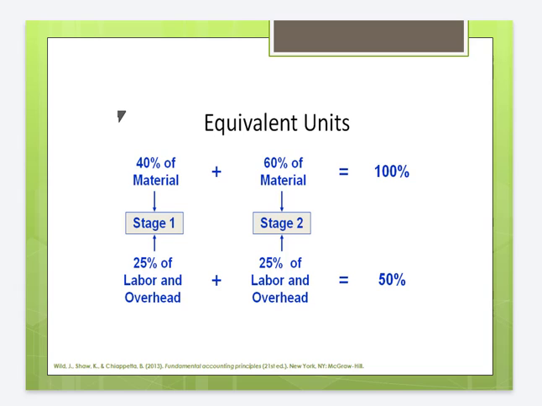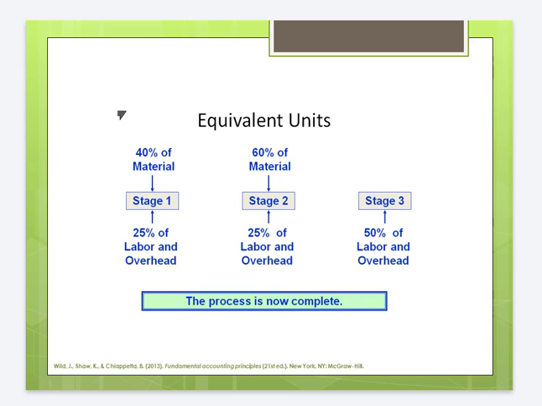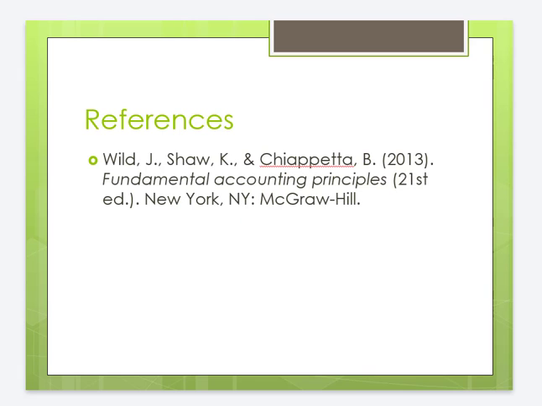So at the end of stage 2, we're 100% complete on material. Another 25% of labor and overhead goes in, so at the end of stage 2, we're only 50% complete as far as labor and overhead goes. And then in stage 3, the remaining labor and overhead go in. An example might be that stage 3 is the finishing department. The product's completely put together, but we just need to put some finishing touches on it, and so the only thing that goes in is labor and overhead. So if we have a process such as that, we're going to have to take into account the rate at which materials, labor, and overhead go into the product.